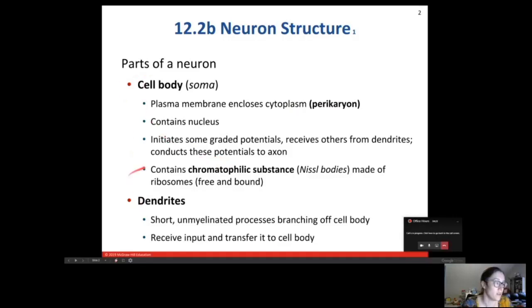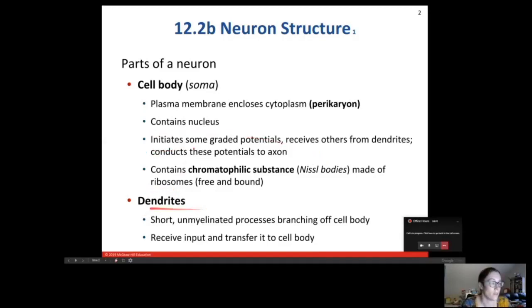And inside the cell body, something that we want to focus on in lab here is called the chromatophilic substance, or the Nissl bodies. That's basically just these little tiny dots that stain a dark color when you look at them under the microscope, and they're made up of ribosomes, so free ribosomes and bound ribosomes.